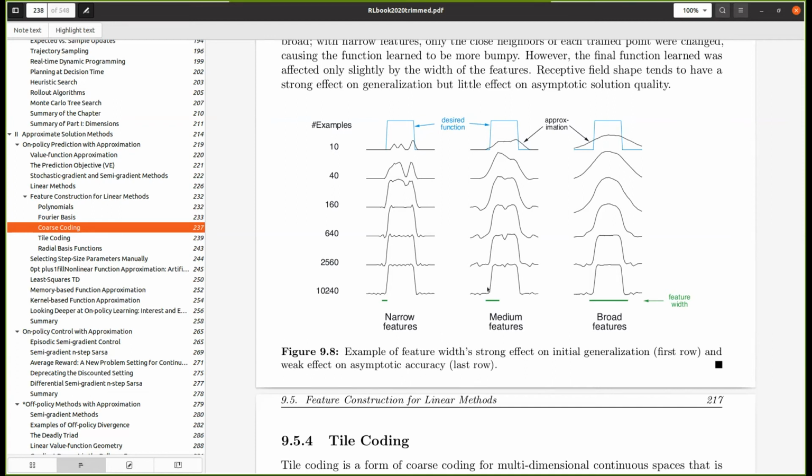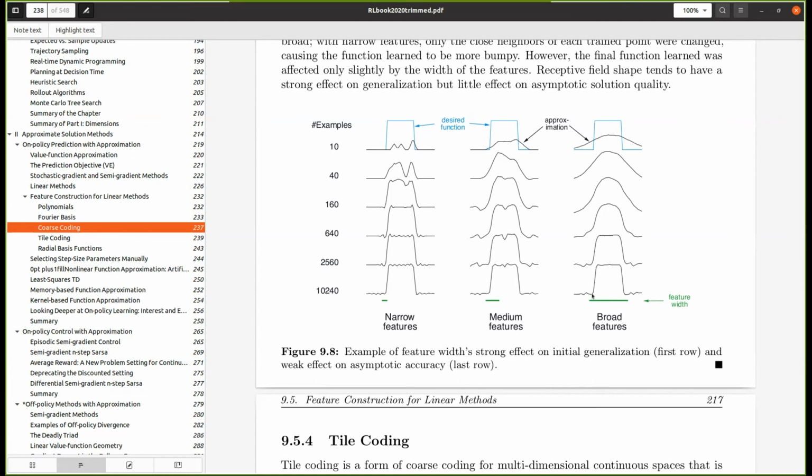And you can see that the final result is very similar for all feature choices, but the intermediate results are much more different. In case of broad features, we have this smoother function, and in case of narrow features, we have this sharper one. Yeah, but the result in the end is similar, but that doesn't tell us much.